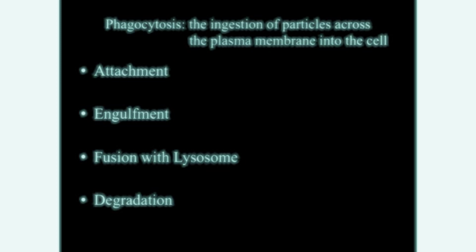Phagocytosis is the ingestion of large particles such as bacteria, foreign bodies, and remnants of dead cells across the plasma membrane into the cell. There are four basic stages in phagocytosis: attachment, engulfment, fusion with the lysosomes, and degradation.